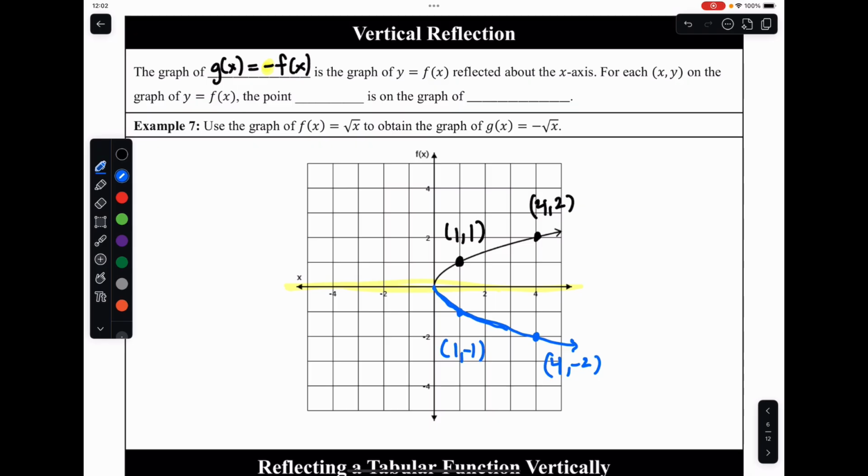So this right here would be our reflection. Now, if you look at the coordinates, pay attention specifically to the y values. Notice that the y values are the opposite of what we originally had: from positive 1 to negative 1, positive 2 to negative 2. This notation is telling us essentially that for every point (x, y) on the original function, the point (x, negative y) is going to be on the graph of the reflection.